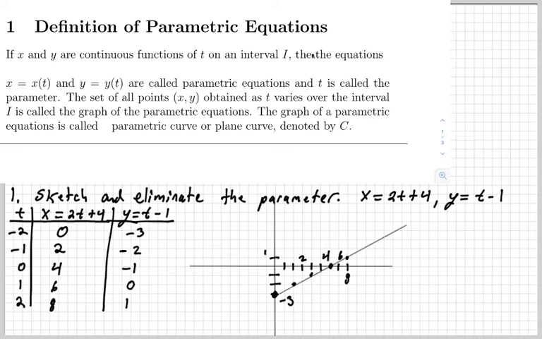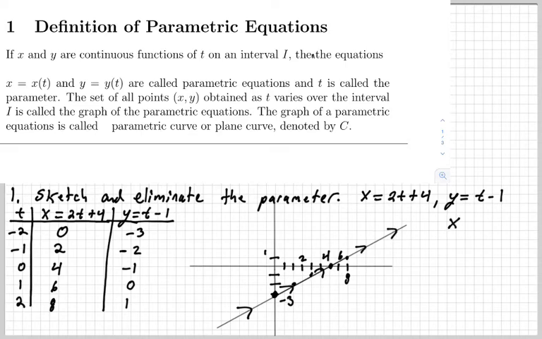Okay, and it appears that they form a line, and then we also have an induced direction. When we do parametric equations, we'll have a direction, and as we plotted the points, we were going from left to right, so that gives us the induced order from left to right there.